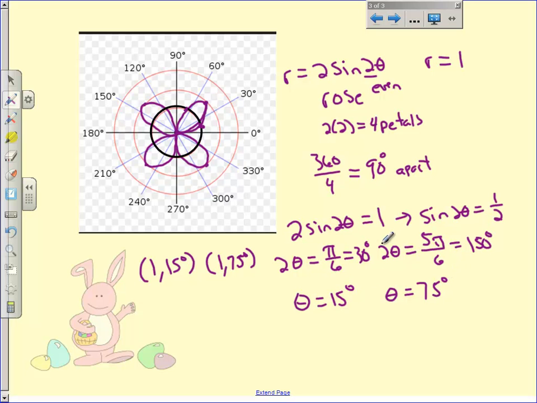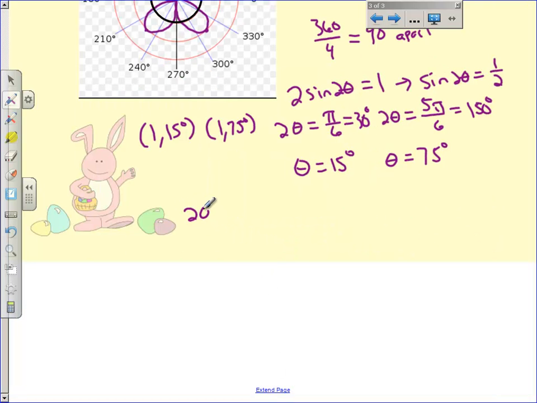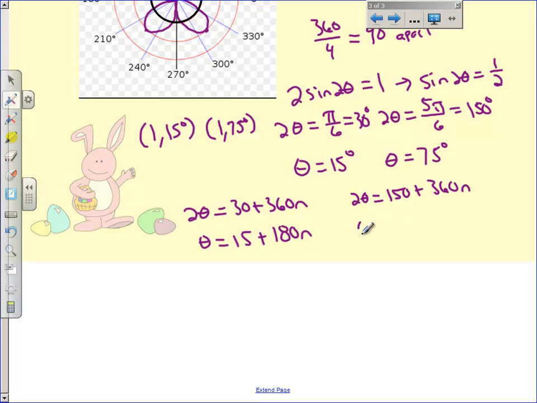So what I can do is use general solutions and take a look at the general solution. I really should have said that 2 theta equals 30 plus 360n, and 2 theta equals 150 plus 360n, and then divide by 2 and I get theta equals 15 plus 180n. Notice I divided everything by 2 there. And theta equals 75 plus 180n. So it looks like I can add 180 to these thetas to get some more points of intersection.